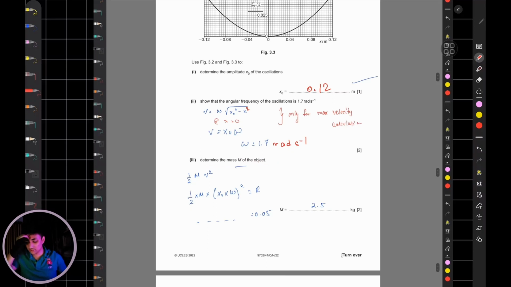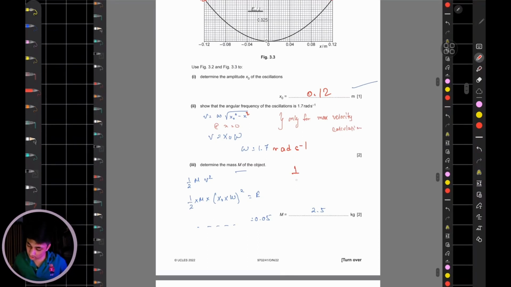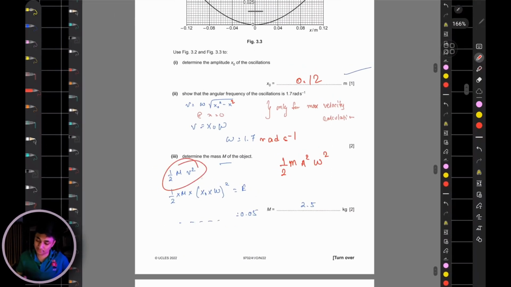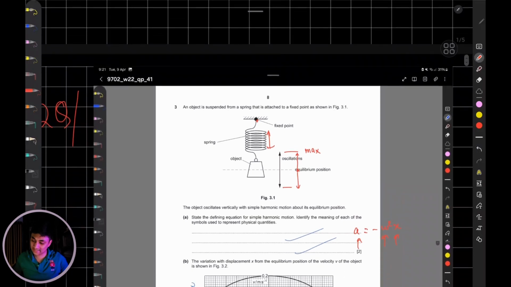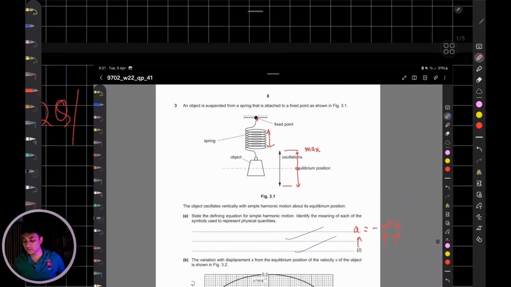Now part 3 is asking you to determine the mass of the object. How do you find the mass of the object? Easy. So you know that the total energy formula in any case is half m a square omega square. That is basically from half m v square, at maximum kinetic energy. That is also going to be your total energy, because at this point it's the same amount of energy but stored as potential energy instead of kinetic energy. At the lowest position, it's again stored as potential energy instead of kinetic energy.